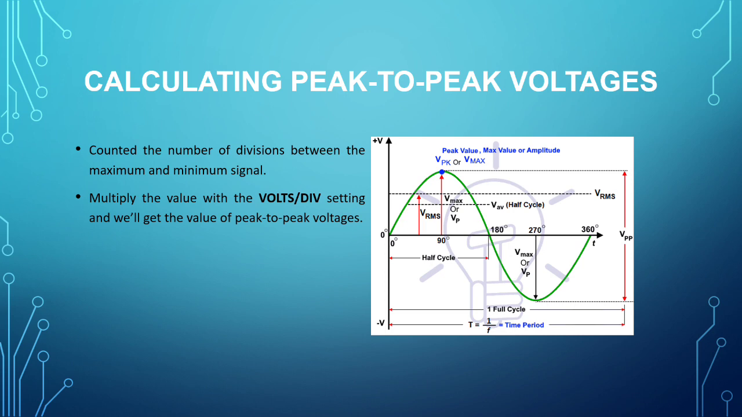Here is how we calculate the peak-to-peak voltage. First, we count the number of divisions between the maximum and the minimum of the signal. Then, it will get multiplied by the volts per division setting and will give the value of the peak-to-peak voltage.